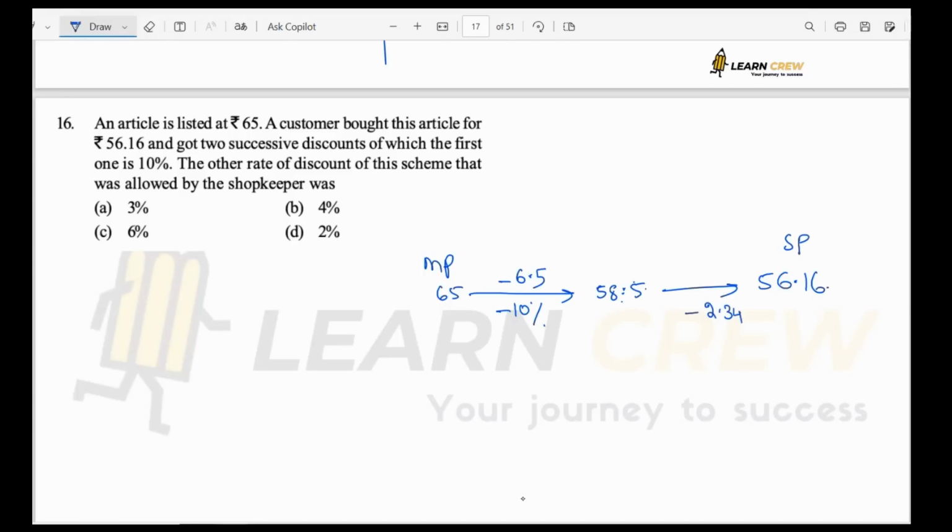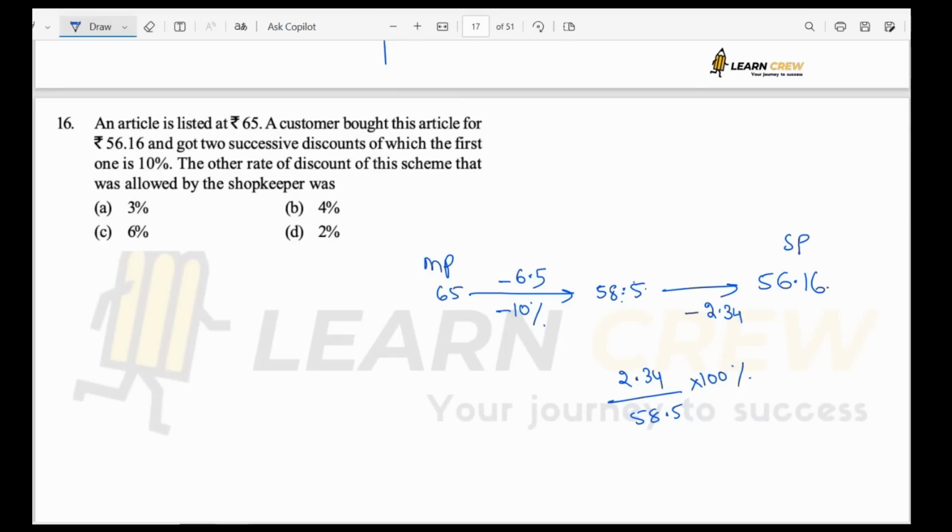This 2.34 reduction is on 58.5. It is what percentage of this? Please understand here. 58.5 का 1% कितना? 0.585. आपका 2.34 चाहिए. 0.585 जब 1% है तो 4% कितना होगा?